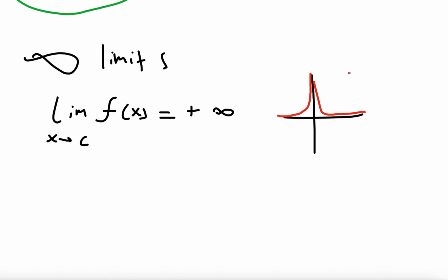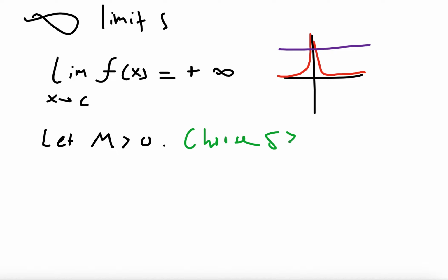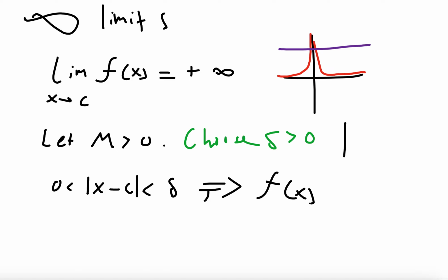All right, so let's play around with this. We say let m be greater than 0. Now, what is m? M is a vertical threshold, as we call it. What do I mean by that? Well, let me show you. We're going to choose a delta greater than 0 such that as long as x is within delta of that limit c, we can guarantee that the function f of x will always be greater than the threshold m. What does this mean?